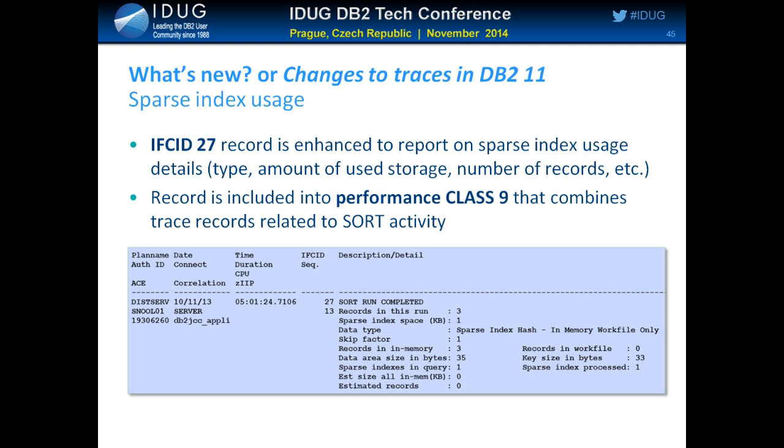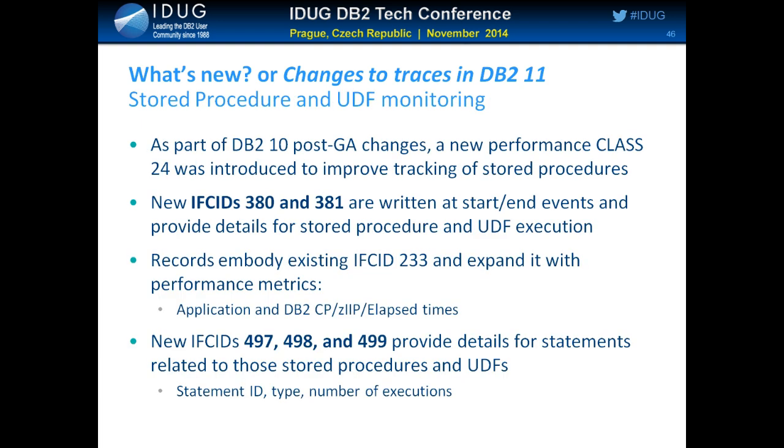Probably a bit more interesting, the records related to the stored procedures and UDFs. You used to have 233, so just about any invocation of the stored procedure, but Db2 10 post-GA changes introduced more changes, saying you may get nesting information when one SQL procedure invoked another one and another one. So you get this information on the nesting level, so you may really figure out on one nesting level how much CPU was consumed.